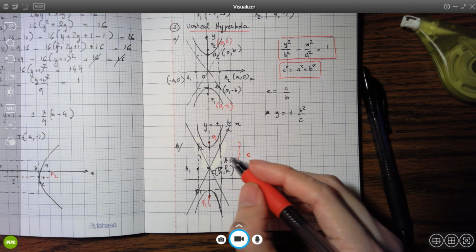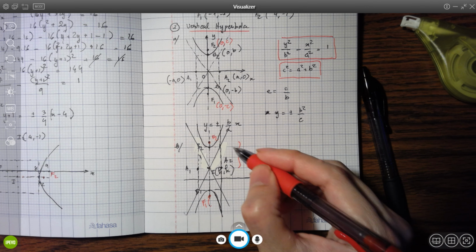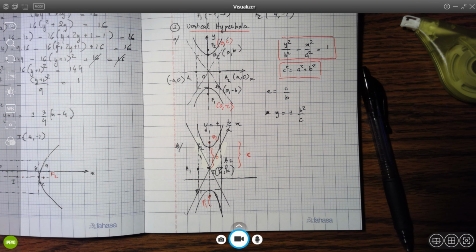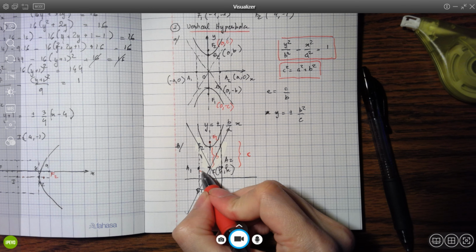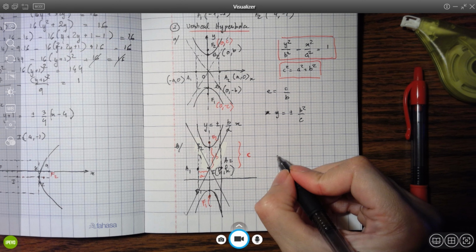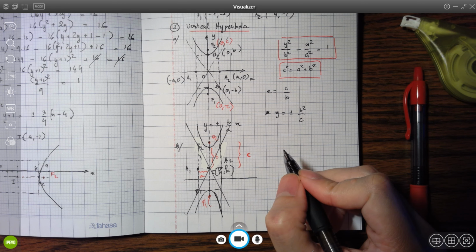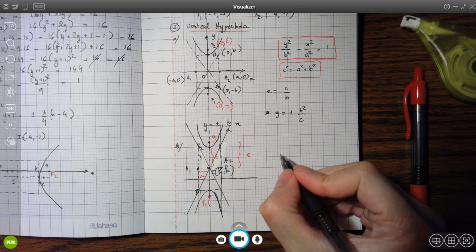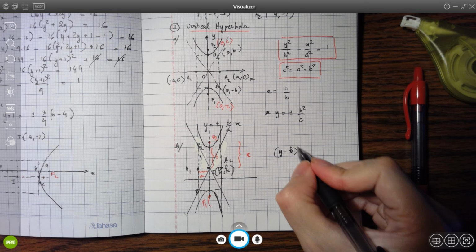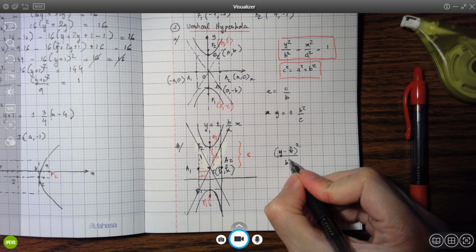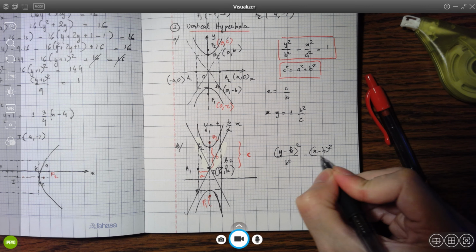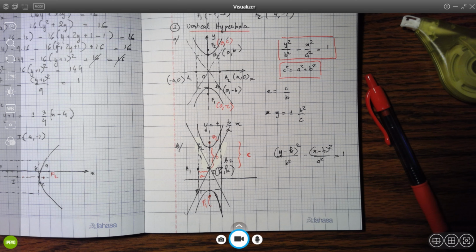B is from here to here, so this is B, okay? And A is from here to here. So the equation we have will be y minus k, because we do y first, squared over b squared, minus x minus h squared over a squared, equal 1.